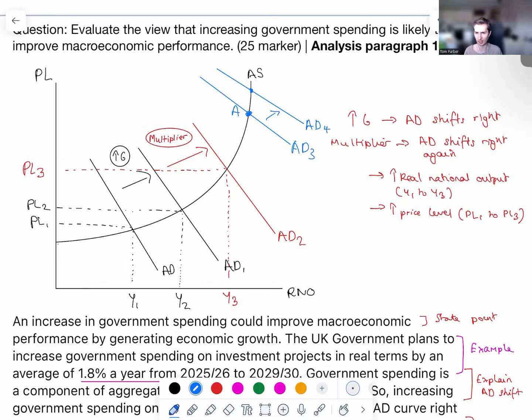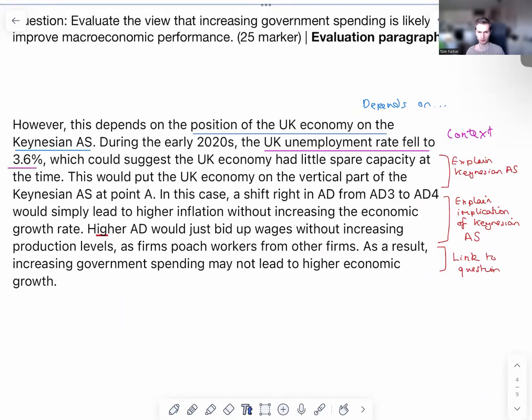That's the intuition for our evaluation point. We're going to explain it now. You could draw this to show the evaluation point if you like, but you don't have to. You could also explain it in words as I'm about to do. So this is how the evaluation would look. However, this depends on the position of the economy on the Keynesian AS curve. So starting with a 'depends on' point. And now let's use some context.